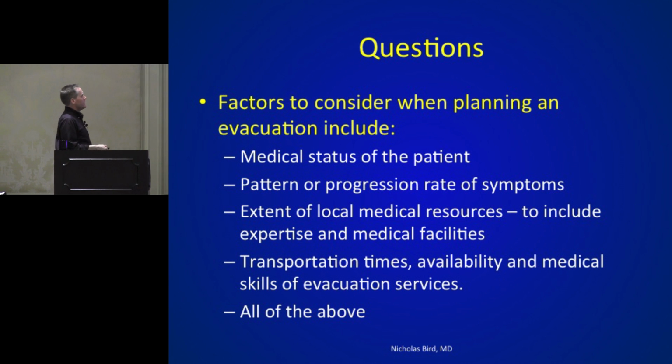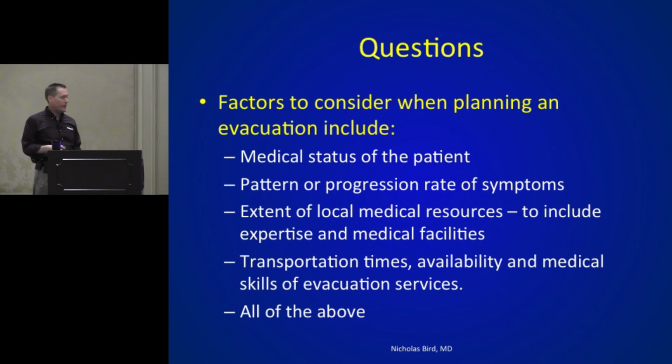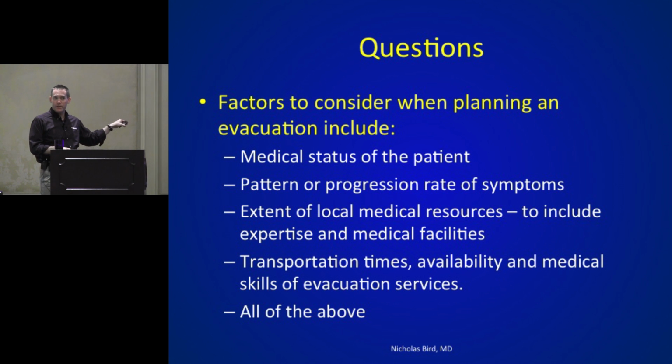And last one, factors to consider when planning an evacuation include medical status of the patient, of course, sort of a no-brainer, I hope. Pattern or progression of rate of symptoms? Yes. Of course. Extent of local medical resources to include expertise and medical facilities? Of course. Transportation times, availability of medical skills, and evacuation services. Another one of those all of the abovers. Really try to trick you on that. You okay with that? That concludes my talk. Thank you very much for your attention.